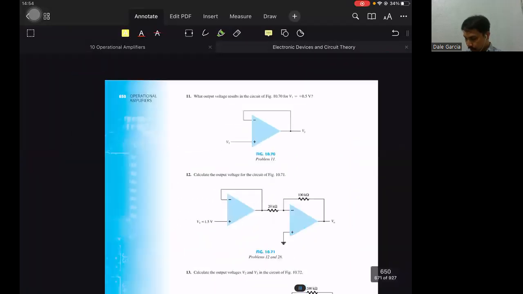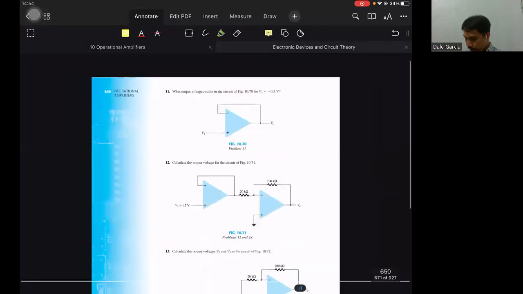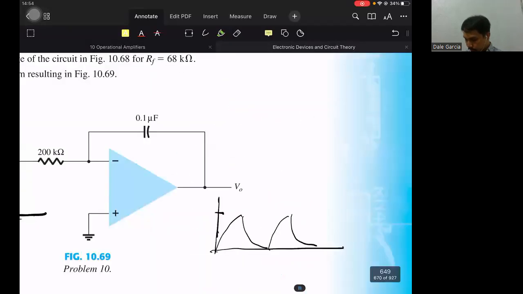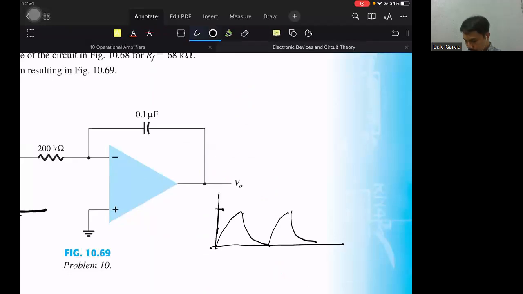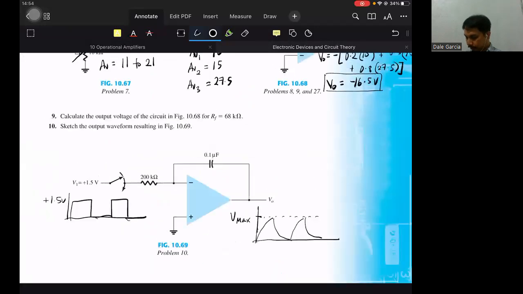Okay, so the gain is -50. It can reach the maximum voltage of the supply, the maximum at the output. So the output can be approximated.